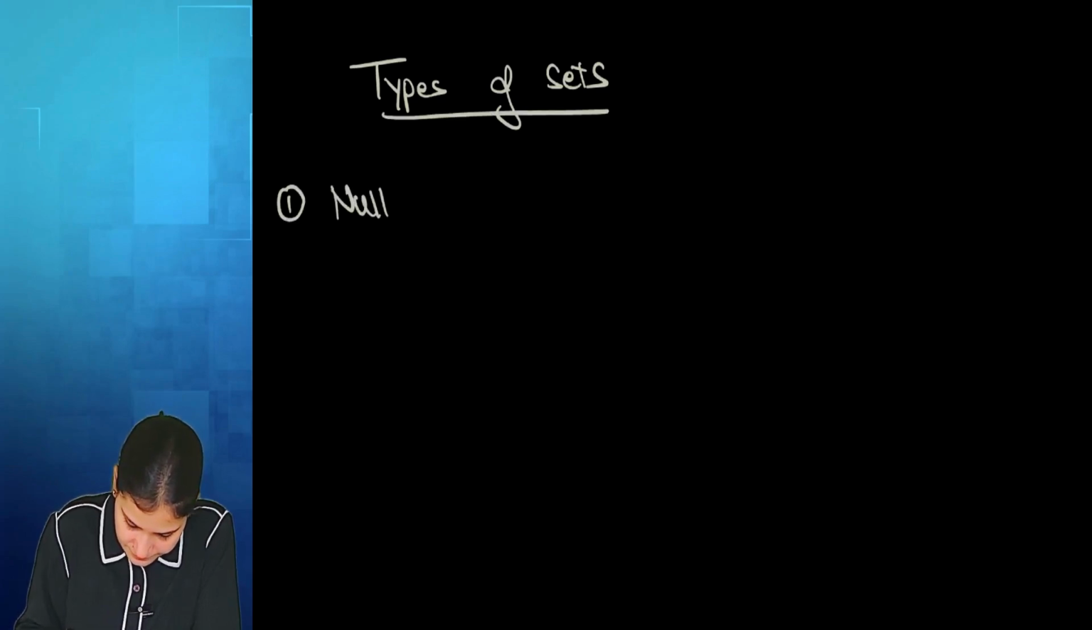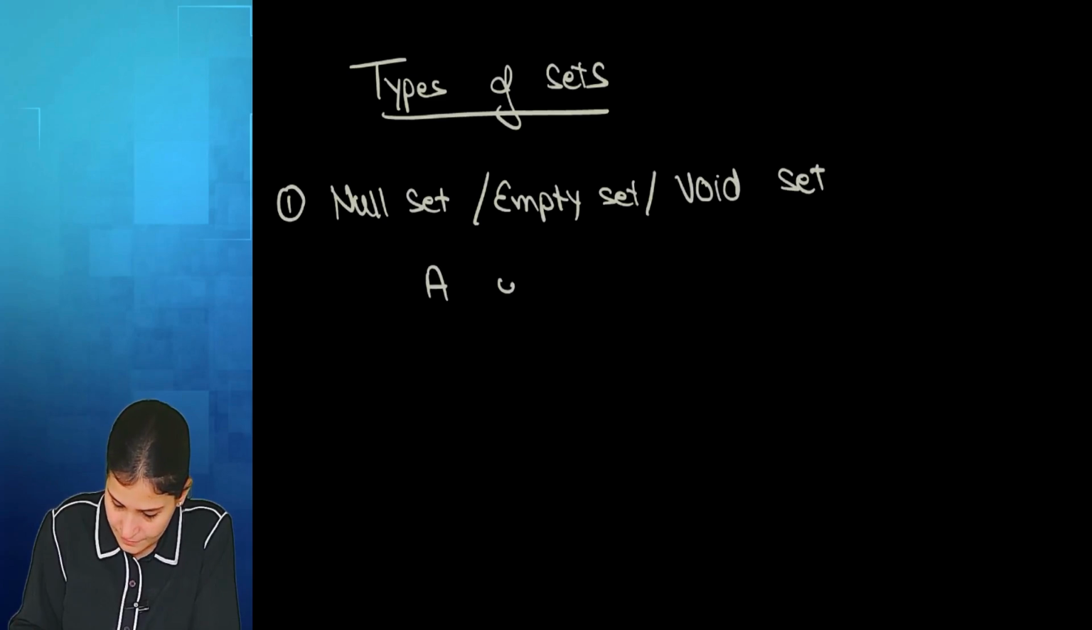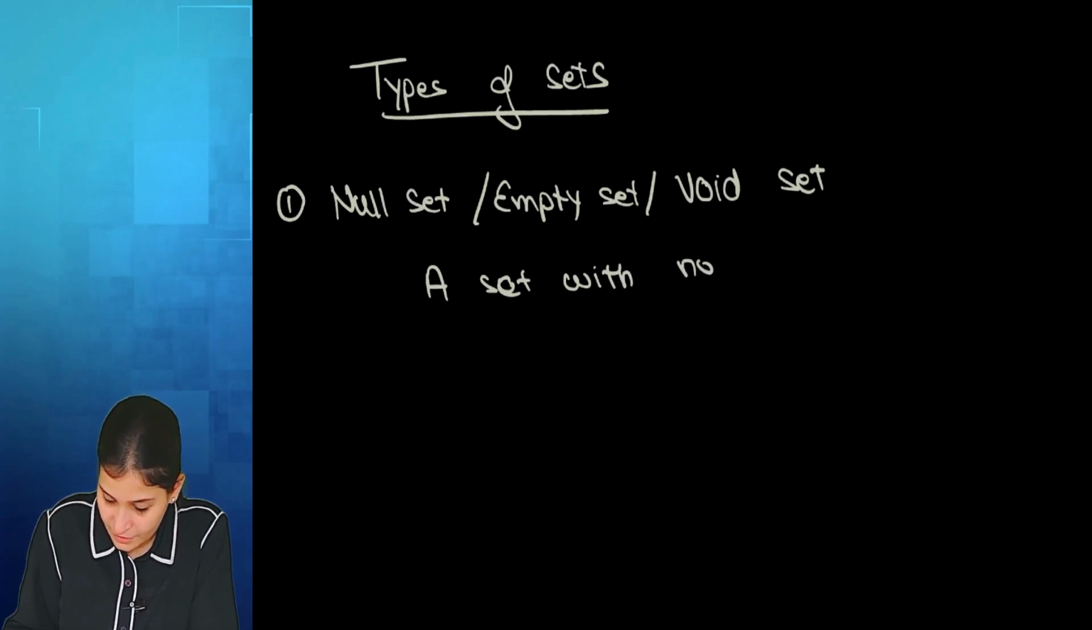Types of sets. First, null set, empty set or a void set. A set with no element. Now this is one of the most important ones out of all of them.